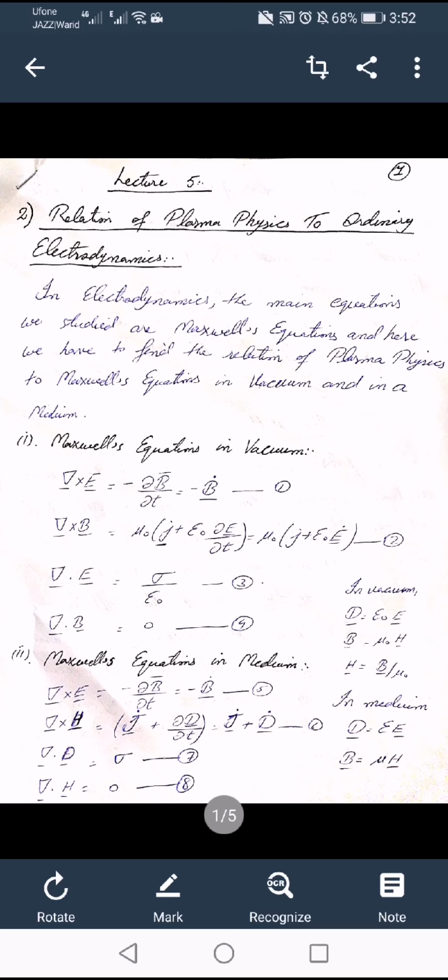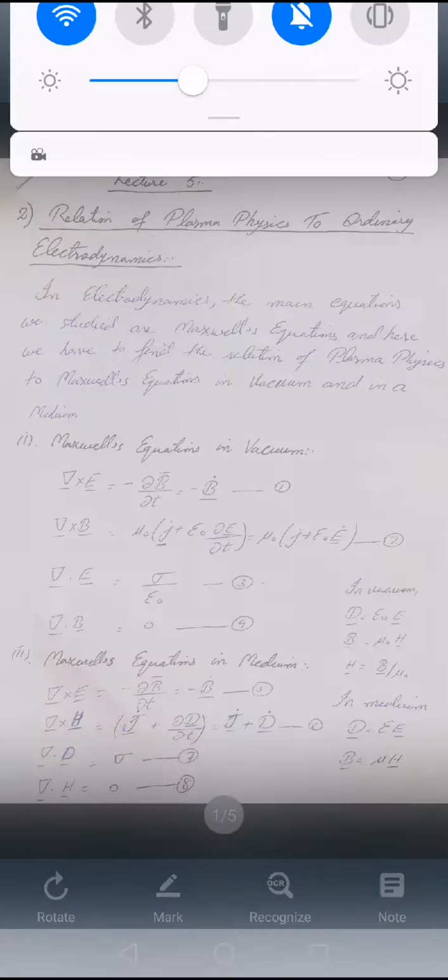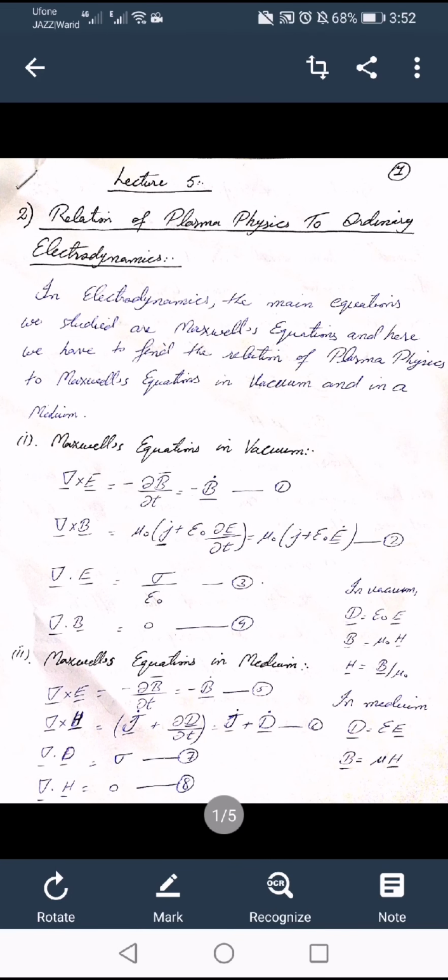In electrodynamics, the main equations we studied are Maxwell's equations, and here we have to find the relation of plasma physics to Maxwell's equations in vacuum and in a medium. Now, Maxwell's equations in vacuum and Maxwell's equations in medium.